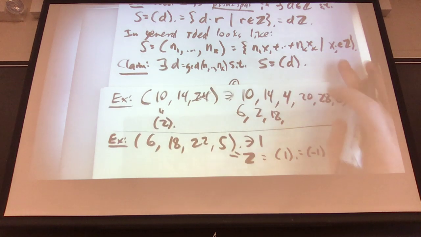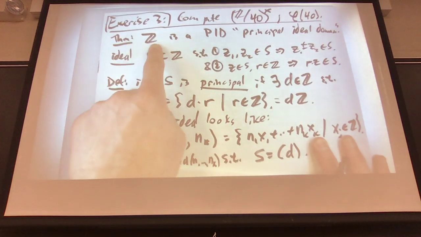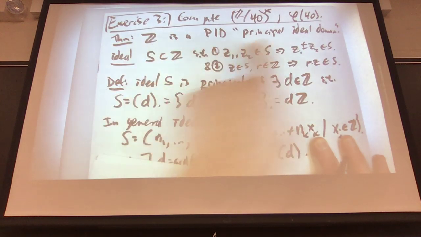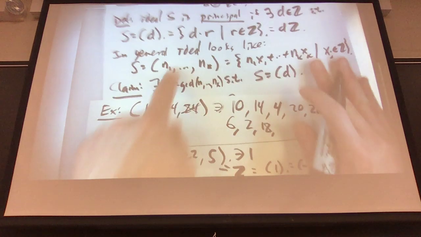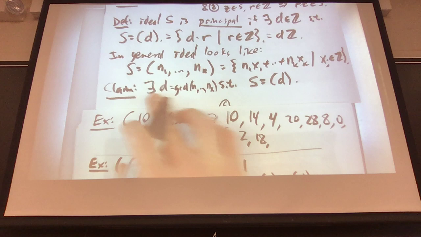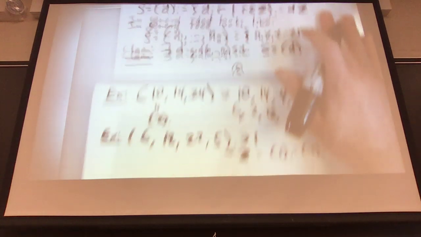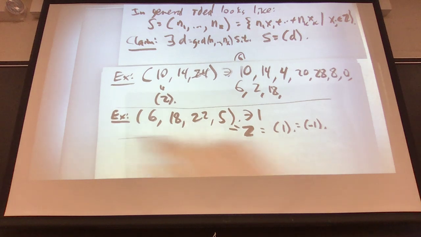Let's try to prove the claim. So that'll prove our theorem. The theorem is that the ring of integers is a principal ideal domain. Any ideal is generated by a single element, and that element you can describe very easily. It's the greatest common divisor.